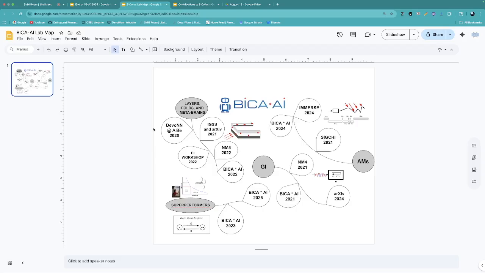We did another one at an agent-based modeling conference in 2021. We did one at Neuromatch 5, BICA in 2022, and the EI workshop, which is the human-computer interaction one in 2022. Then we have this theme of Gibsonian information we presented at Neuromatch 4, at BICA, and in an archive paper in 2024. We also did the allostasis machines work, which was presented at SIGCHI in 2021.